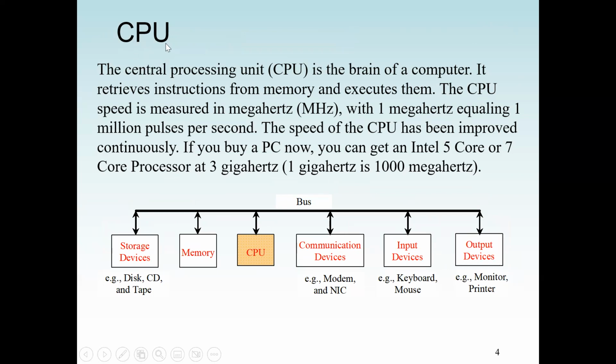So the first is the CPU, which we also call the central processing unit, and it is the brain of a computer. Also, it retrieves instructions from memory and executes them. The CPU speed normally is measured in megahertz, which is equal to 1 million pulses per second. And the speed of a CPU has been improving continuously. Today, we can buy a PC or a computer which can have more than 1 gigahertz speed. So again, a CPU will be the main brain of the computer.